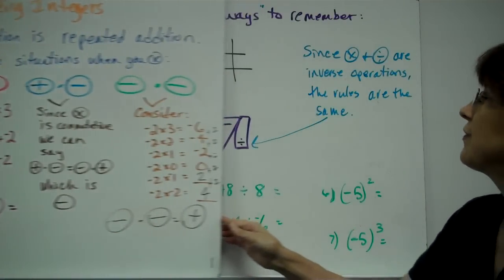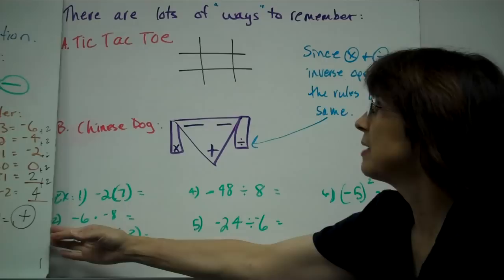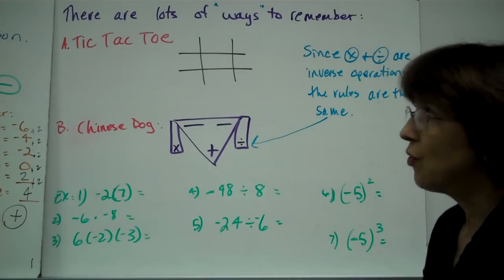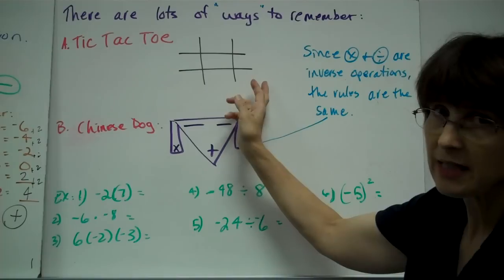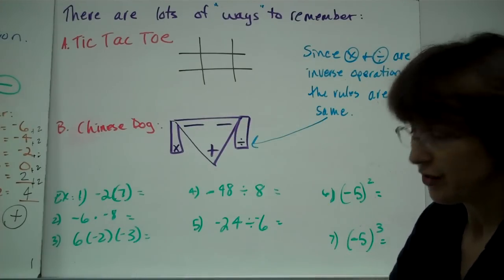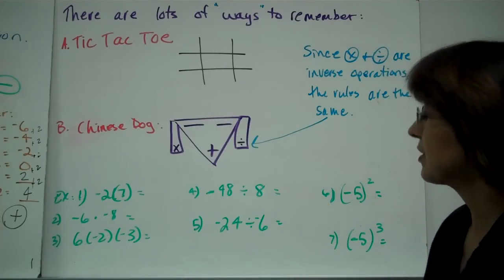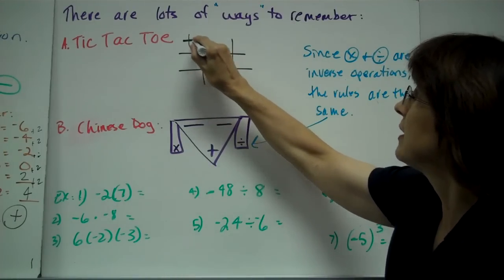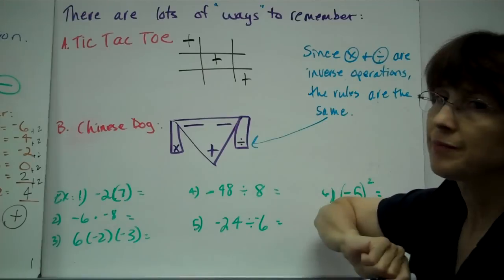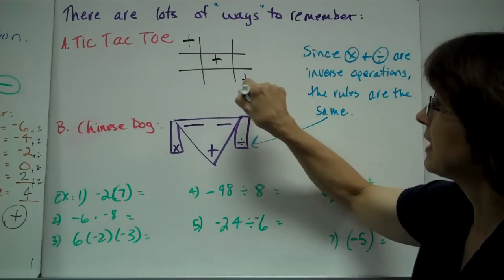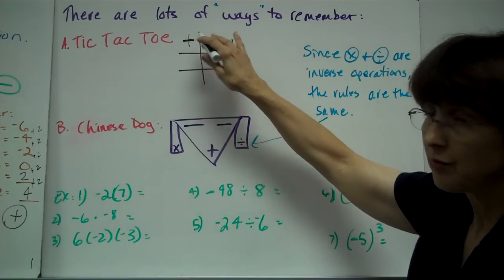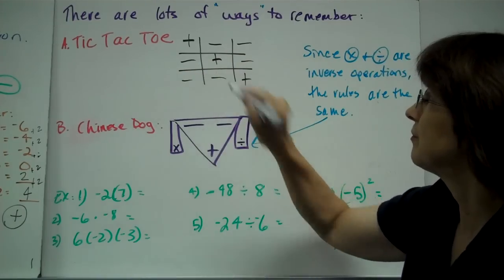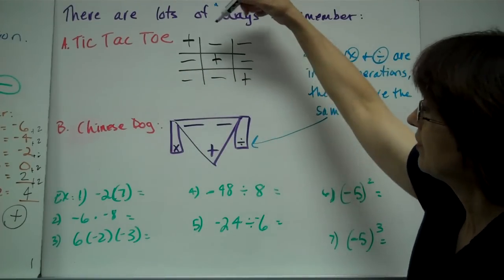All right, there are a couple of different strategies you can use to remember these. You can either think it through each time like we just did, or you can memorize a tic-tac-toe, or we'll talk about the Chinese dog in just a minute. So with the tic-tac-toe, you draw a tic-tac-toe board, and you put a plus sign down the diagonal from left to right, then fill in minuses with every other space available. And here, this is how you read it.